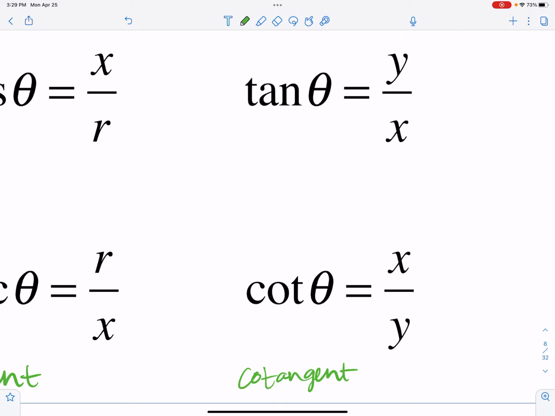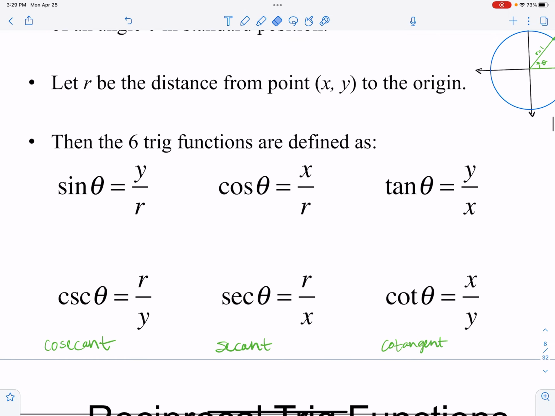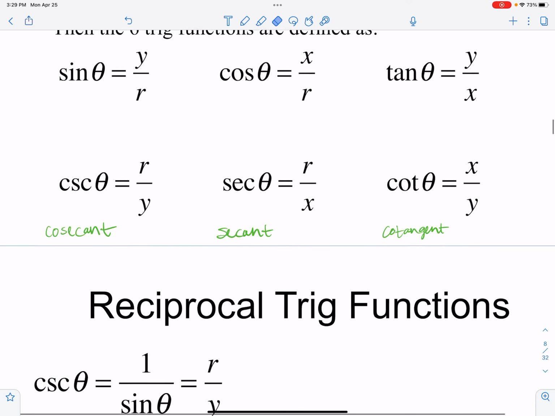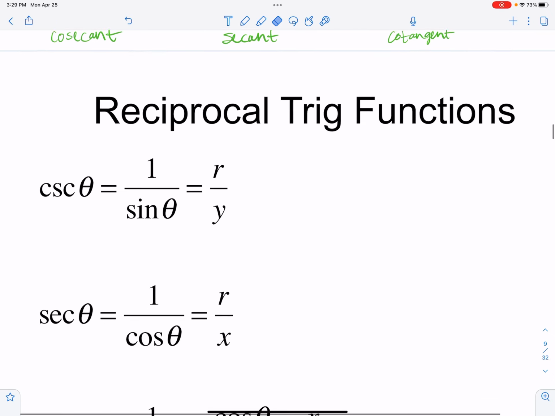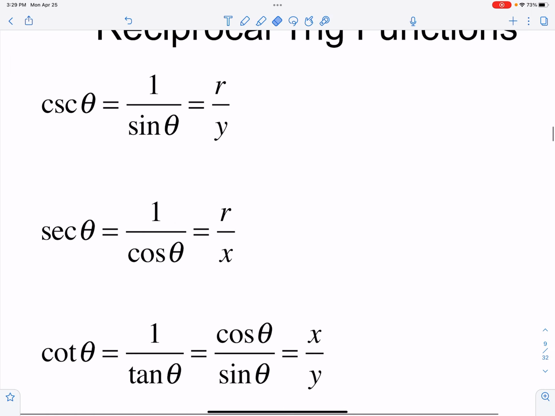abbreviated as COT. And we'll talk more about the names of them when we talk about the cofunction identities coming up here. But cosecant is the reciprocal of sine, secant is the reciprocal of cosine, and cotangent is the reciprocal of tangent. So these statements are also true. Cosecant is equal to 1 over sine, secant is equal to 1 over cosine, cotangent is equal to 1 over tangent, but is also equal to cosine over sine, since tangent is equal to sine over cosine.